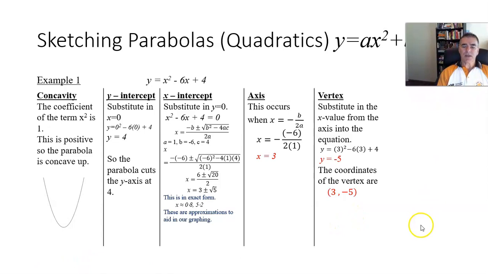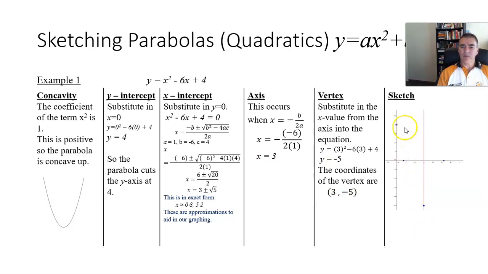So let's do our sketch. To do that, we've put our important points. Our y-intercept was at 4. Our x-intercepts were approximately 0.8 and 5.2. Coordinates of the vertex are 3, negative 5.